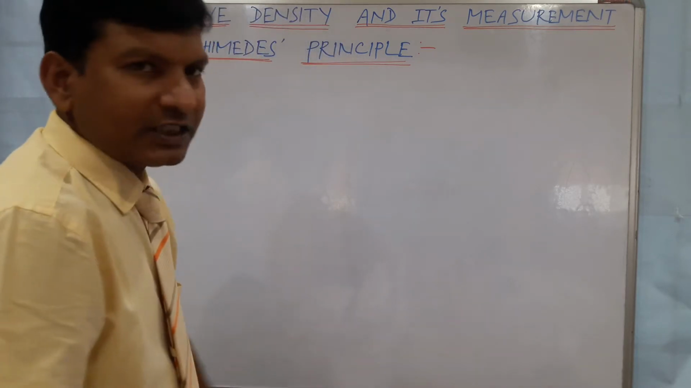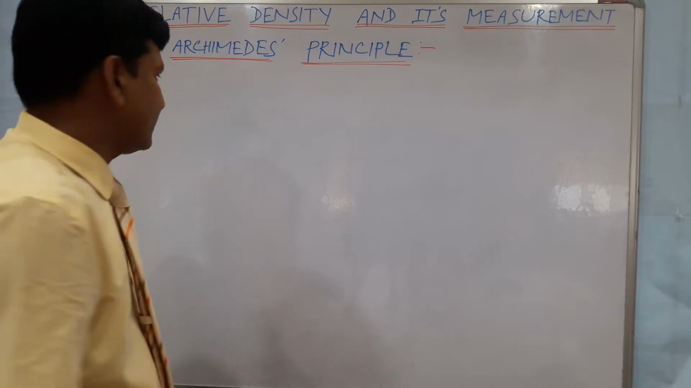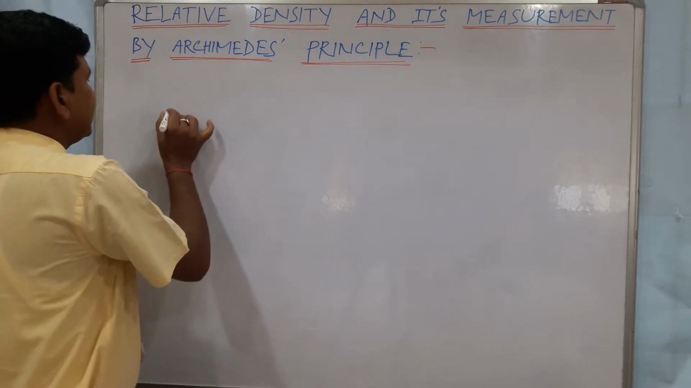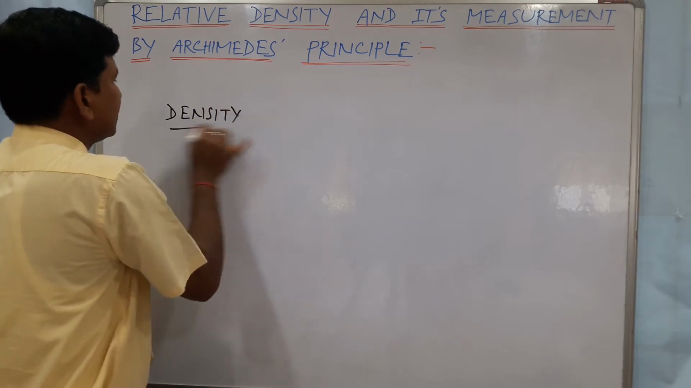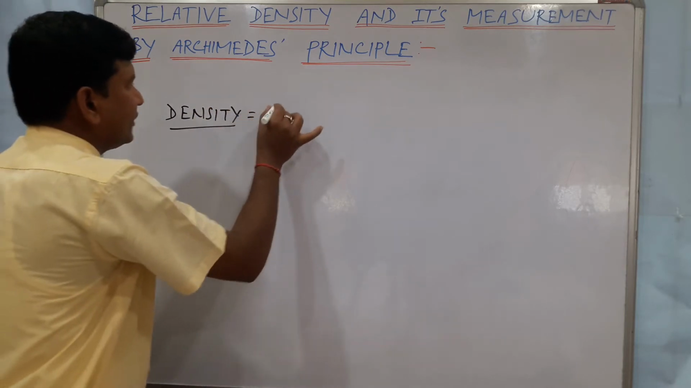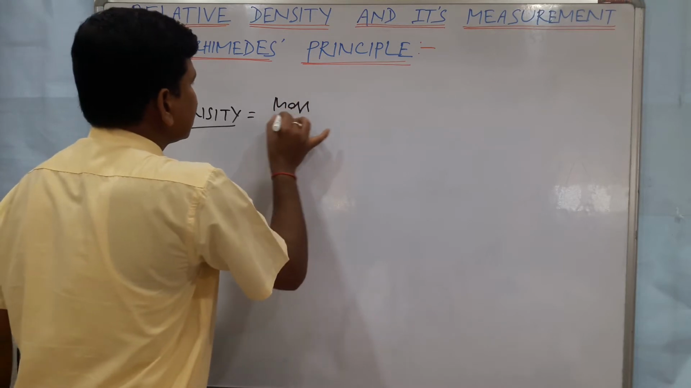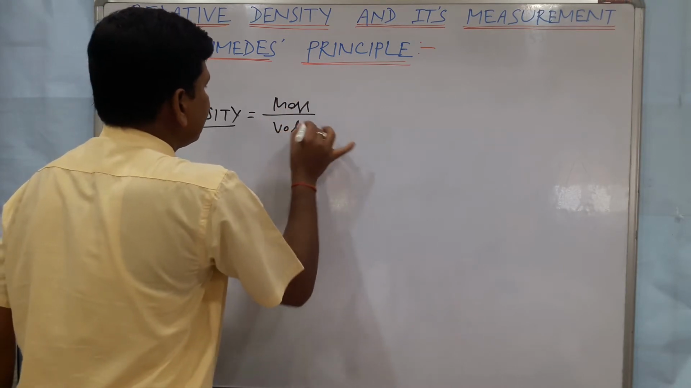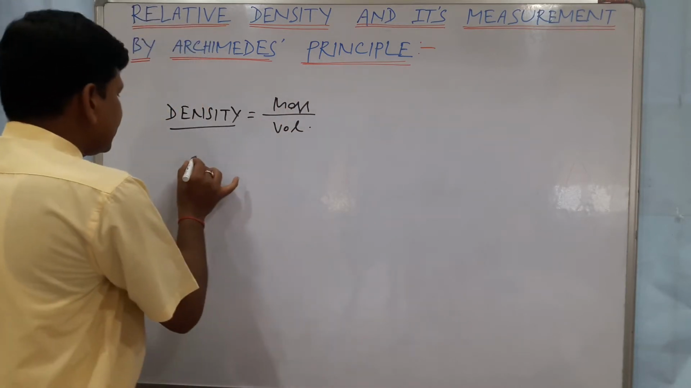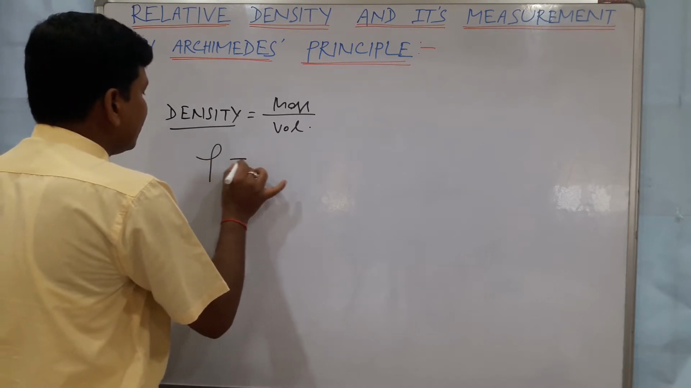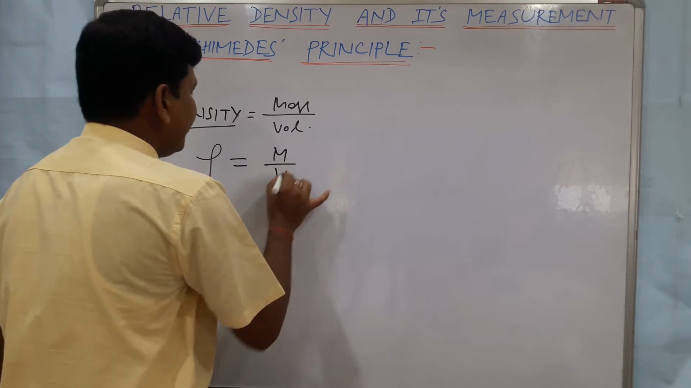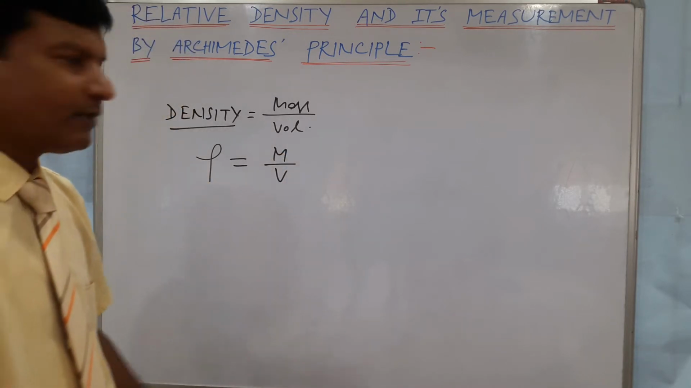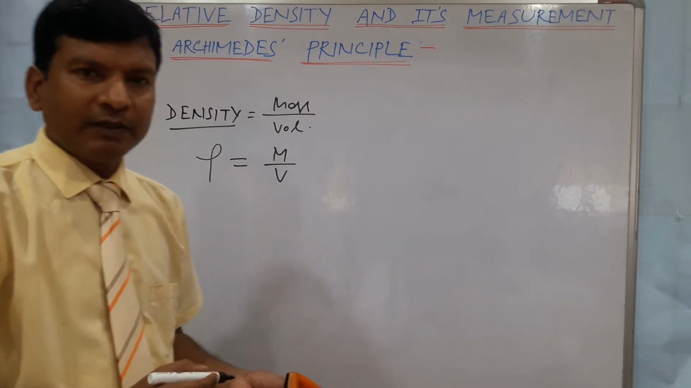Density is the mass per unit volume of a substance. Generally we can write it as mass divided by volume, isn't it? And the density is denoted by the symbol rho. So rho is equal to m by v. Here m stands for the mass of the body and v stands for the volume of the body.